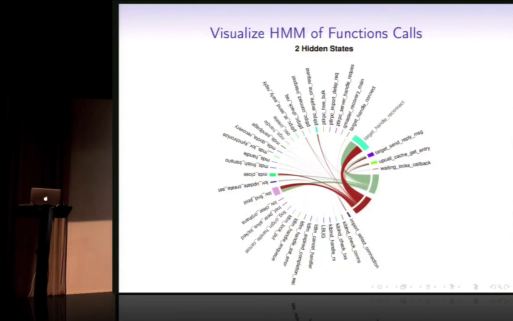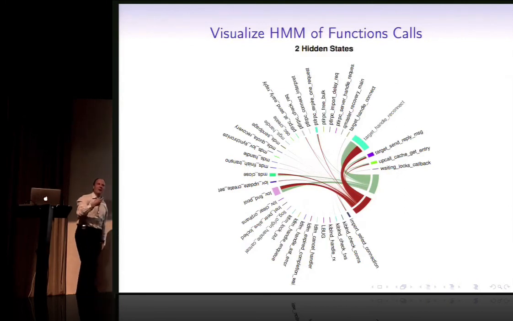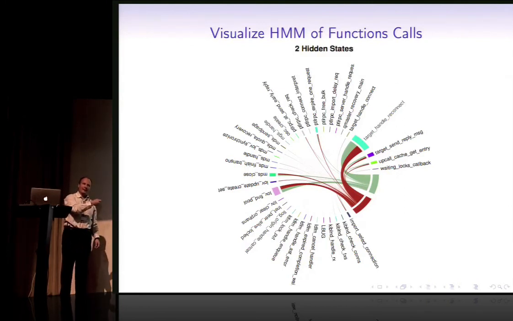As with the vowels and consonants example, you can see that these 2 latent states basically match mainly target handle reconnect and logical object volume find pool, and they are somehow related. So this hidden Markov model does not give us much more information than the Markov model. But what happens if I increase the number of latent states?